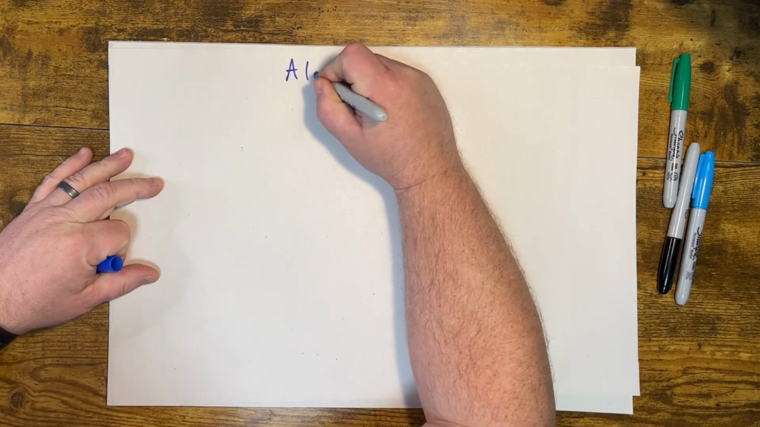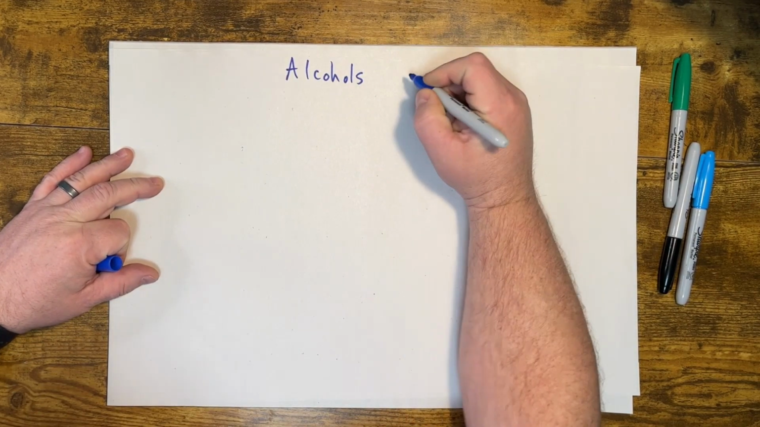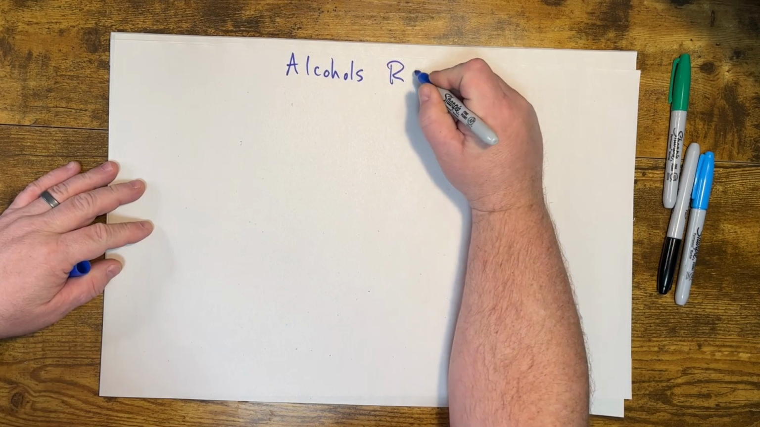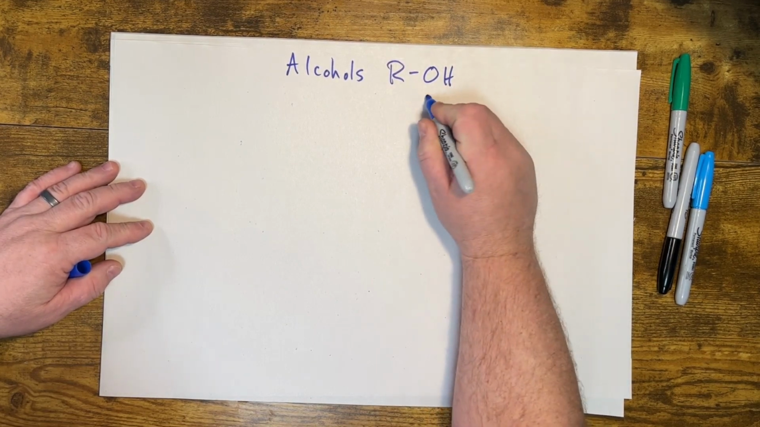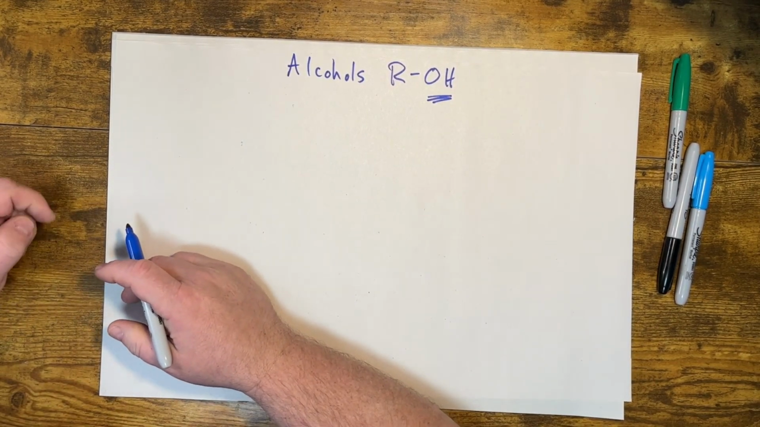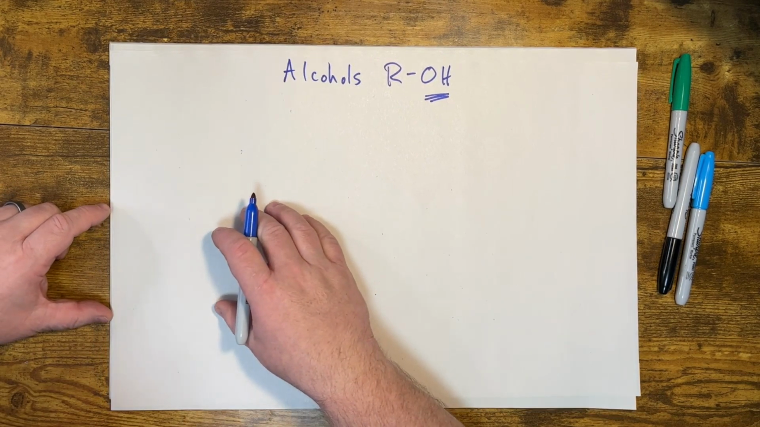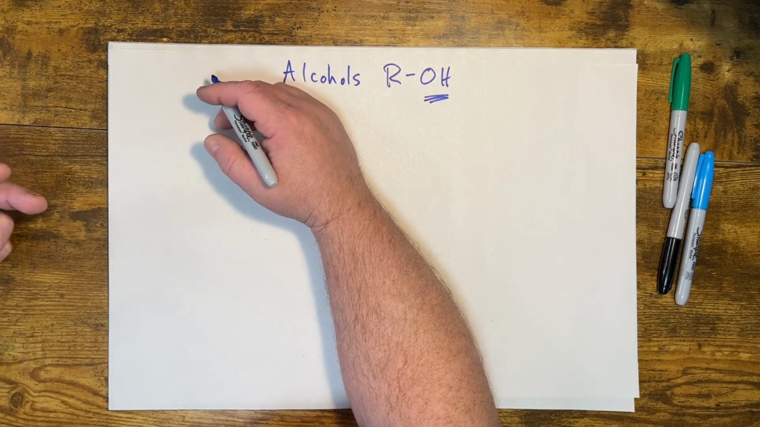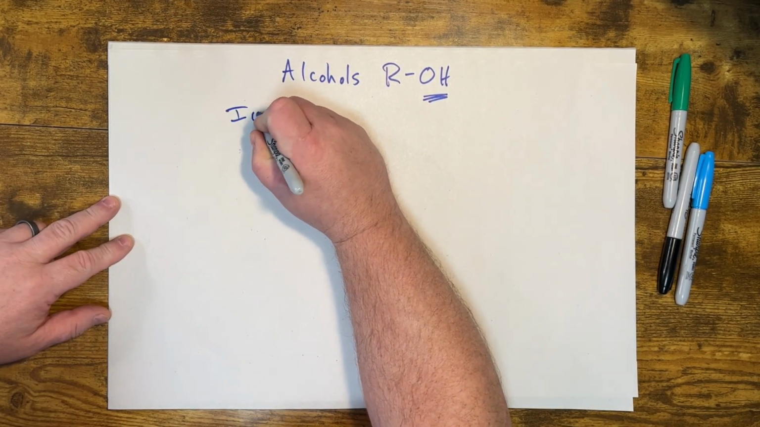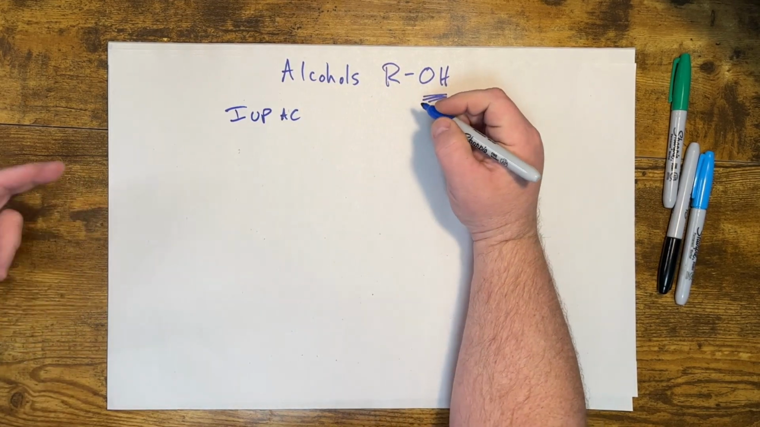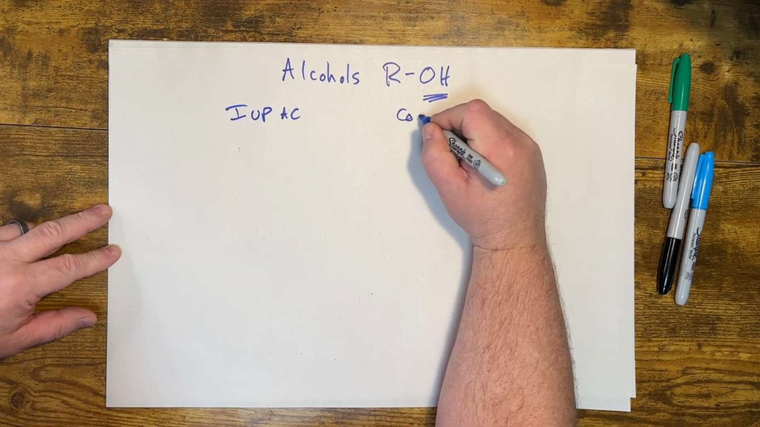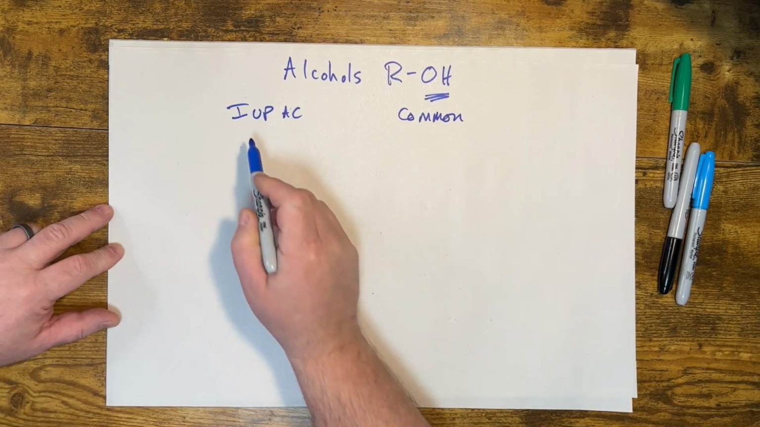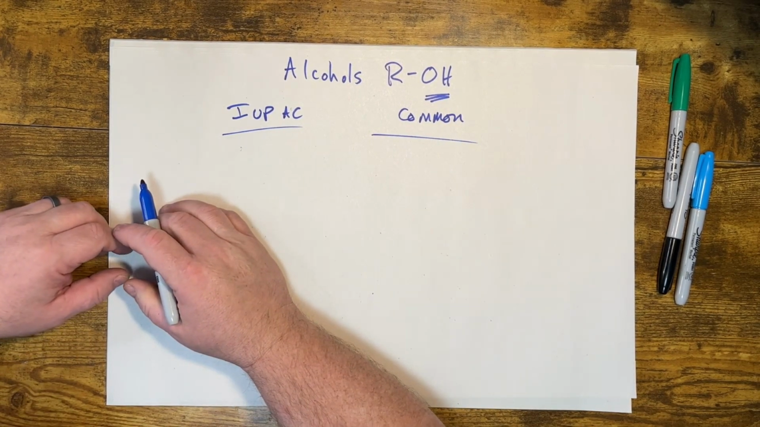In this video, we're going to name alcohols. Let's jump right in. Alcohols, of course, are compounds in organic chemistry. They have the OH, the alcohol or hydroxyl group on it. And there's two ways of naming things. We can name it the technical IUPAC way, or you can name it a common way. So we'll learn both ways of naming things.